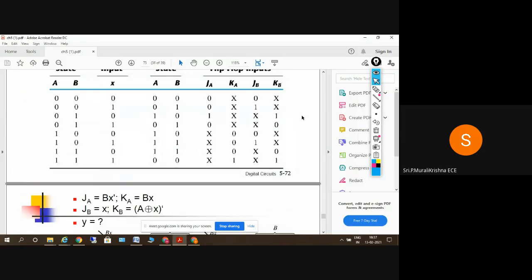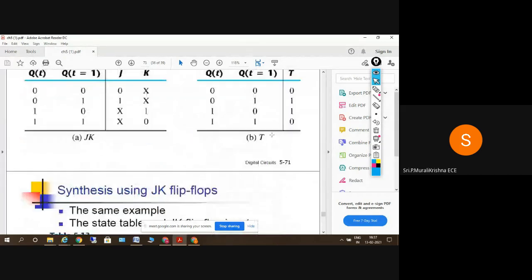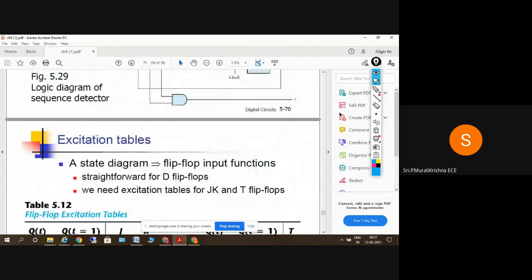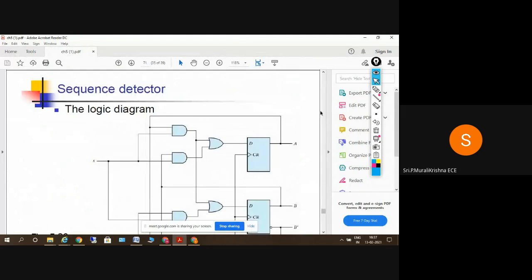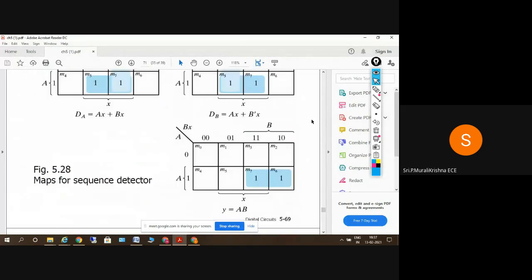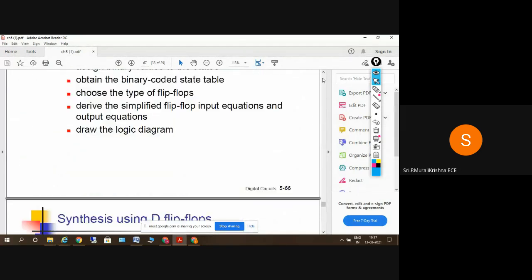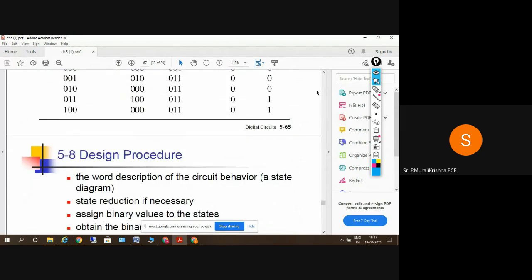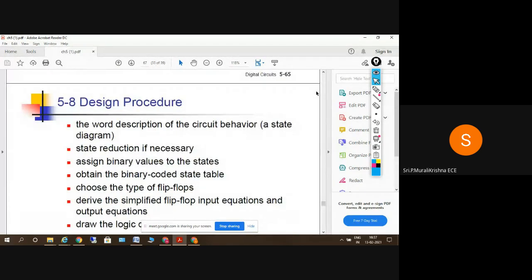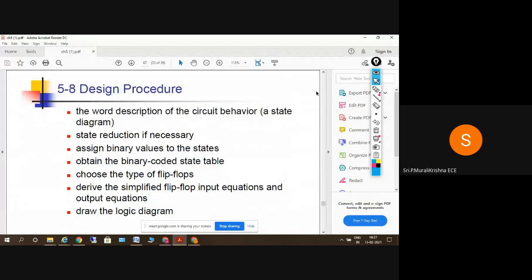So the next part is the design part. We'll see the design of flip flops. A problem will be given, and based on that problem, we have to design the circuits. So that is what we have to do. Take this design procedure. What we had to do earlier in the analysis part, you'll be given the diagram. In the design part, you have to draw the diagram. So that will be the final step.